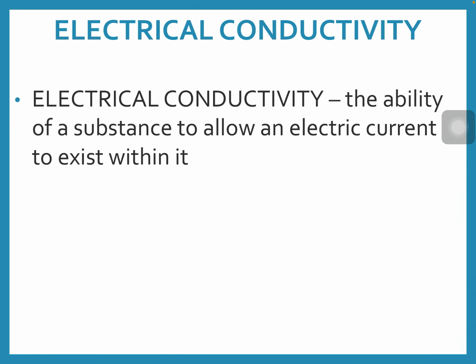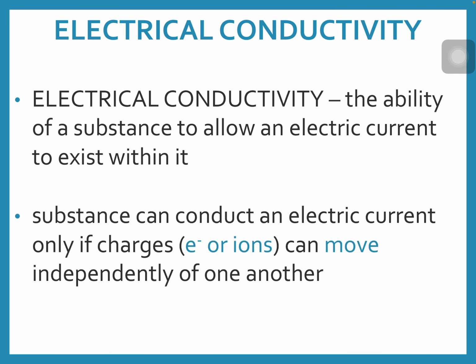Electrical conductivity, so this is the ability of a substance to allow electric current to exist within it. So for electrons to move along. So a substance can conduct an electric current only if electrons or ions can move independently from one another. So that means in a solid where things can't move past each other, there can be no conducting of electricity if ions cannot move past one another. So in metals, which are solid, their electrons can move independently from one another.